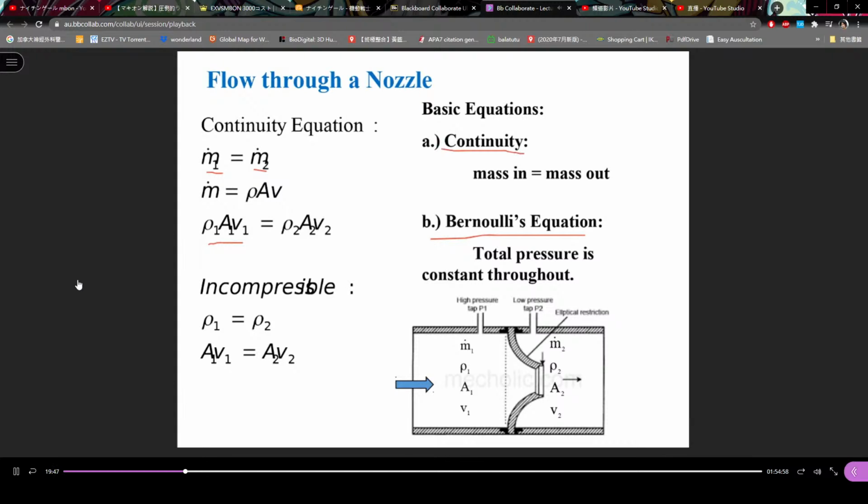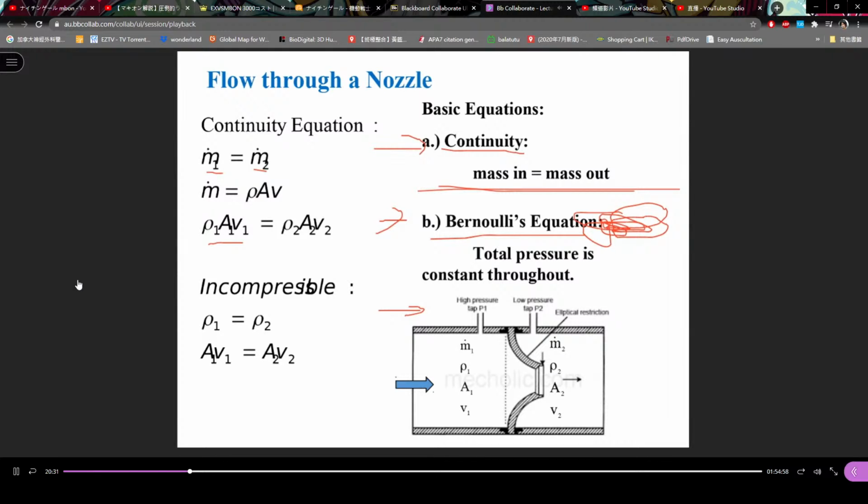For fluid dynamics, I think Professor Pang has introduced that we have 3 main equations: the energy equation, that's Bernoulli's equation, the continuity equation, and another equation called the momentum equation. In Chinese, the energy equation is 能量方程, the continuity equation means 连续方程, and the momentum equation is 动量方程. You should understand these three equations, especially the continuity equation and Bernoulli's equation.